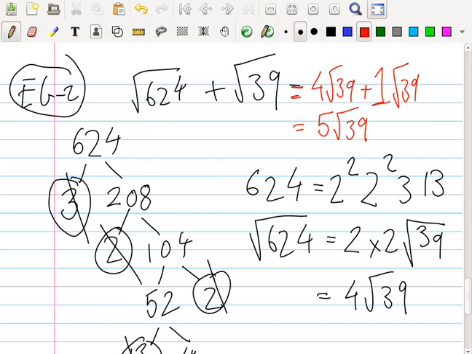Is that the final answer or that? In red is the answer.